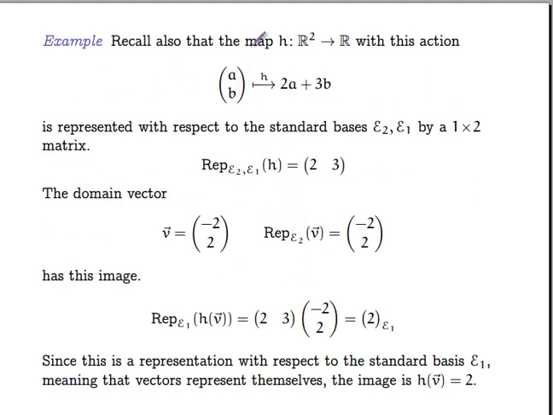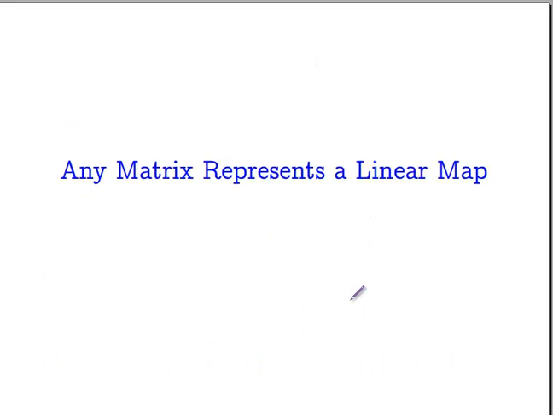If we remember this mapping here, (a, b) goes to 2a plus 3b. Here you're just using the fact that the matrix representation works. You can represent H by this matrix here. If I have a different domain vector (-2, 2), and I apply H to it, it turns out that the representation with respect to the standard basis of H of v is equal to 2. Okay, and we'll stop here.